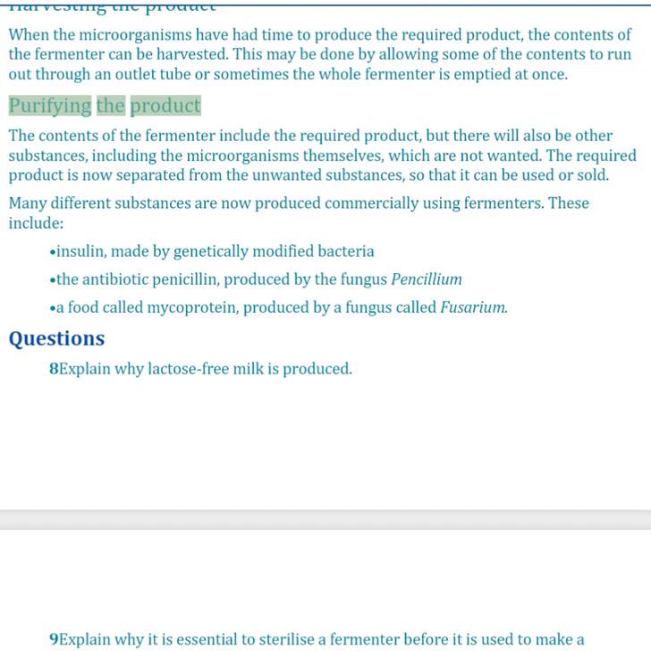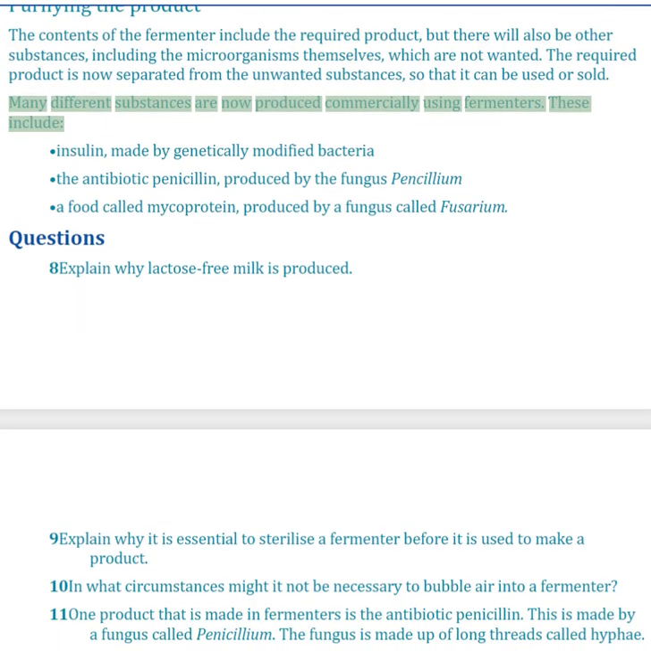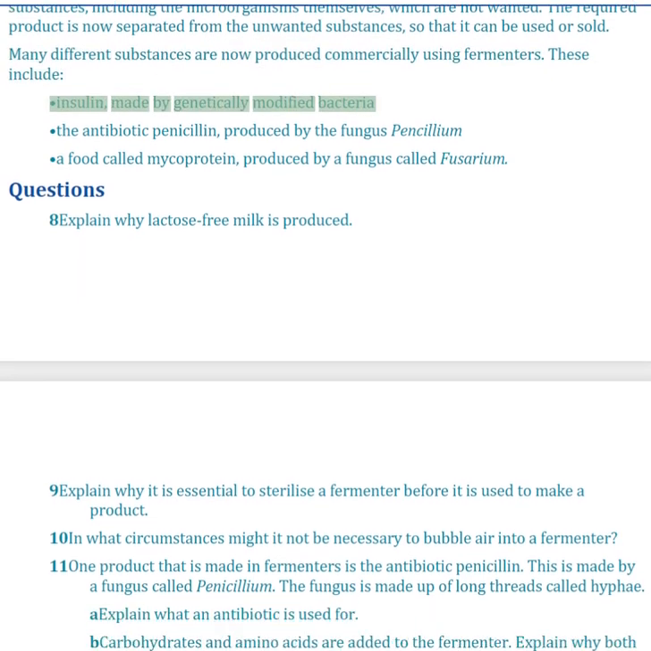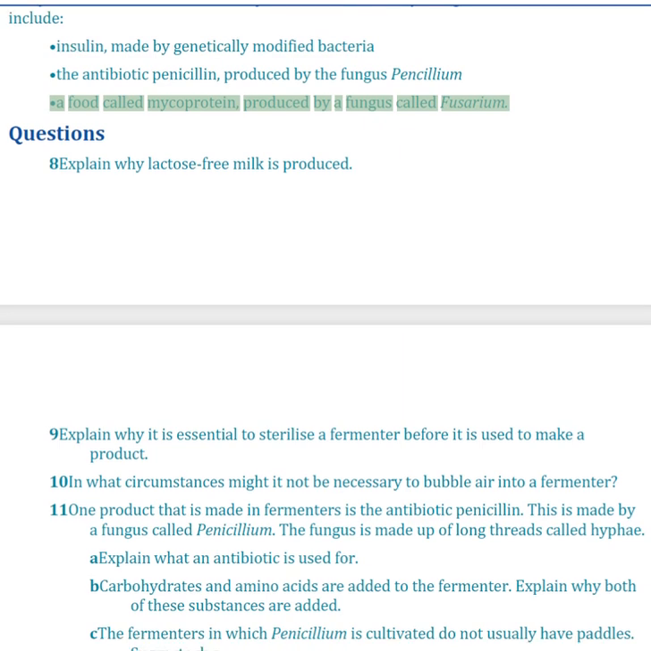Purifying the product. The contents of the fermenter include the required product, but there will also be other substances, including the microorganisms themselves, which are not wanted. The required product is now separated from the unwanted substances so that it can be used or sold. Many different substances are now produced commercially using fermenters. These include insulin, made by genetically modified bacteria; the antibiotic penicillin, produced by the fungus Penicillium; a food called mycoprotein, produced by a fungus called Fusarium.